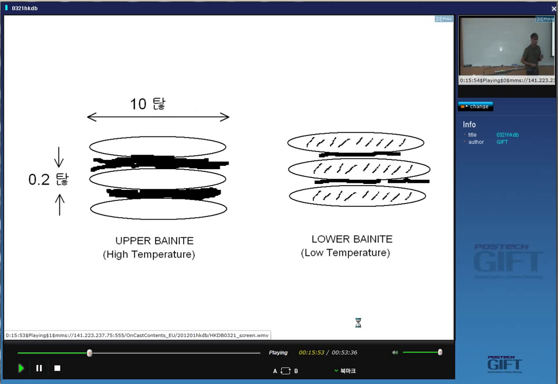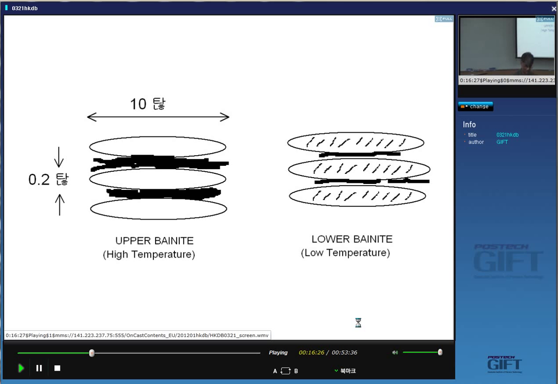Okay, so what is bainite? There has been some translation of notation from Macintosh to Microsoft. This is 0.2 micrometers here, this symbol. Does that represent micrometers in Korean or not? Okay. So this is to give you an idea of the scale of the microstructure. The plate of bainitic ferrite is 0.2 micrometers thick typically, and is about 10 micrometers in length.